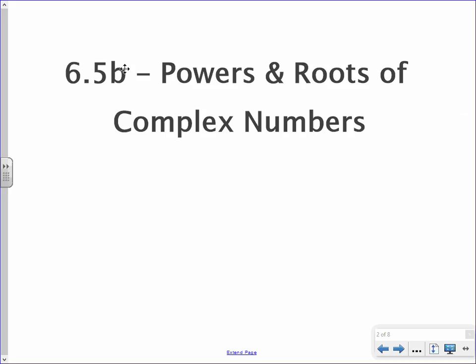All right, so we're going to continue our complex number talk. We are going to talk about powers and roots today, because those two go hand in hand.